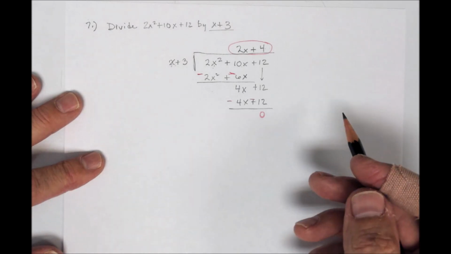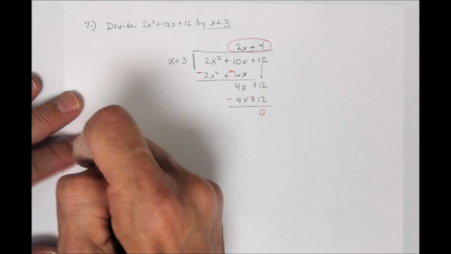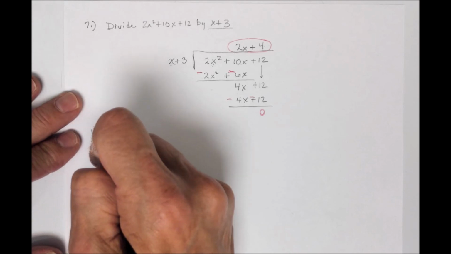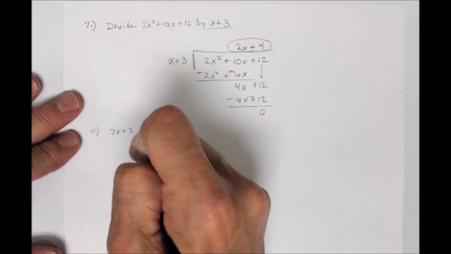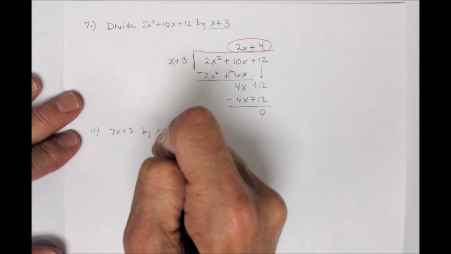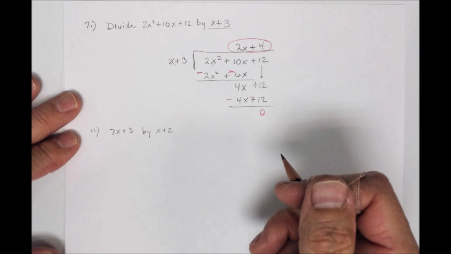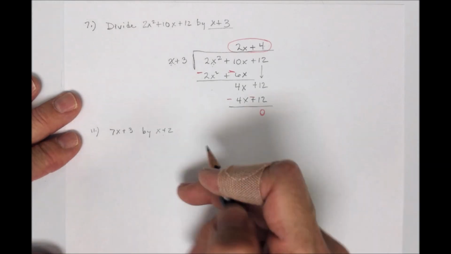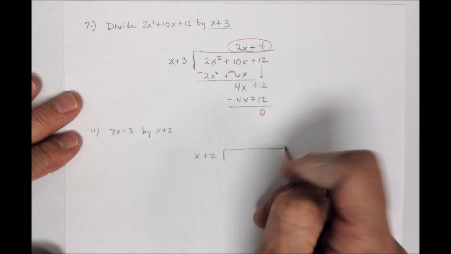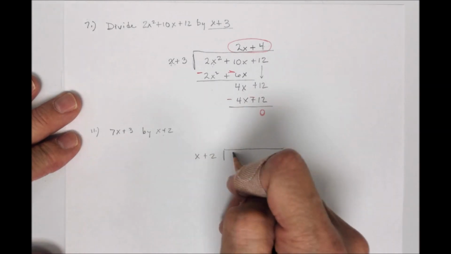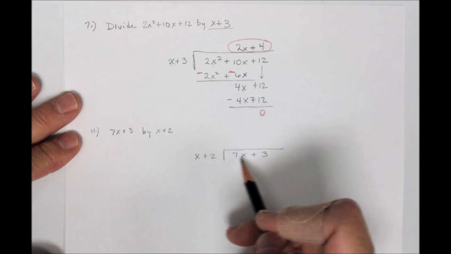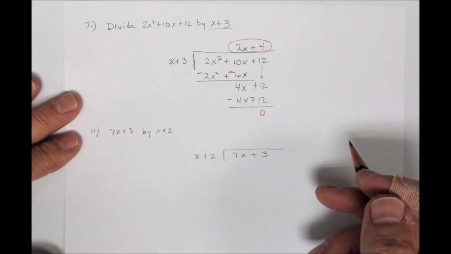Now you're working every other odd number, so the next problem up is problem number 11. In problem number 11, they want you to divide 7x plus 3 by x plus 2. Now, yeah, that looks weird, but that's what we want to do here. So this is what you're dividing by. That's the divisor. That goes on the outside. This is what you're dividing into, 7x plus 3. That goes on the inside. That's your dividend. Now, they have the same degree.